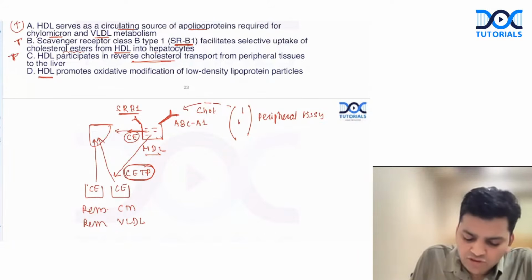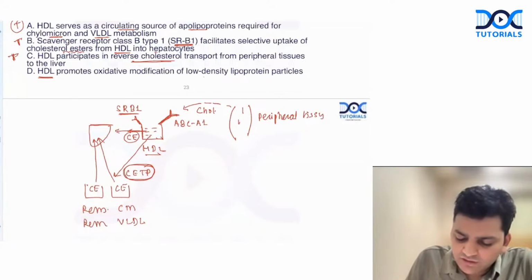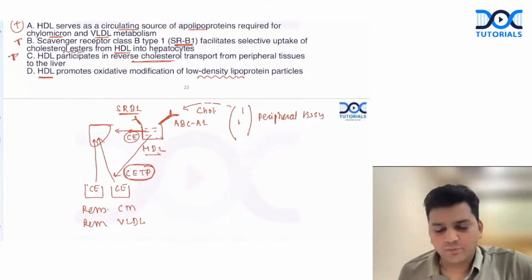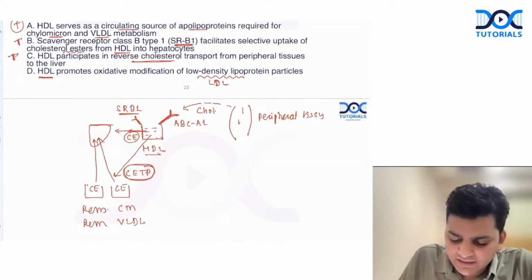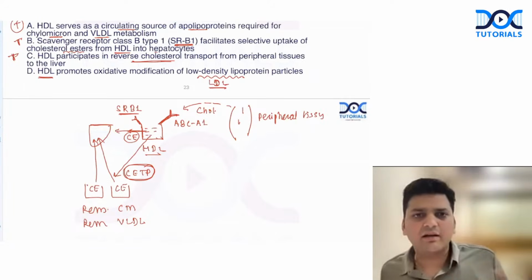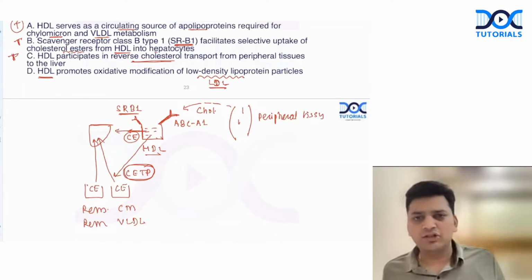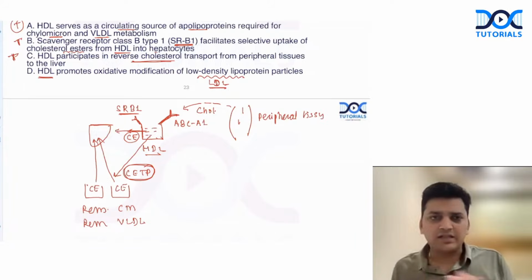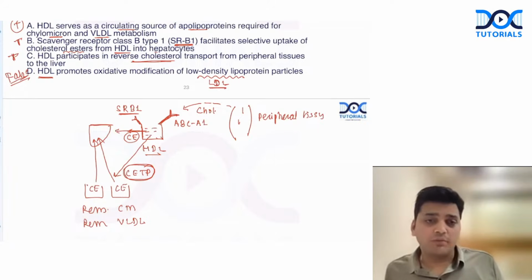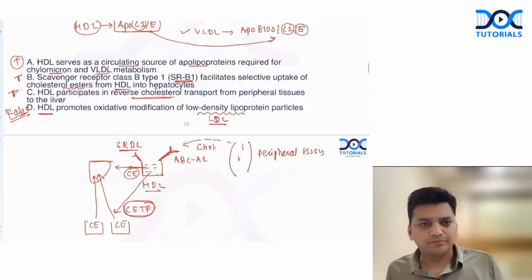HDL promotes the oxidative modification of LDL, the low density lipoprotein. Low density lipoprotein means LDL. They are saying that HDL is promoting LDL. No, HDL never promotes LDL. They are opposite. HDL is a good cholesterol, LDL is a bad cholesterol. HDL does not promote LDL. It is a false statement. It does not promote; rather, it is going to stop it. It is anti-proliferative. It is anti-atherogenic. HDL does not promote LDL. It is a false statement.